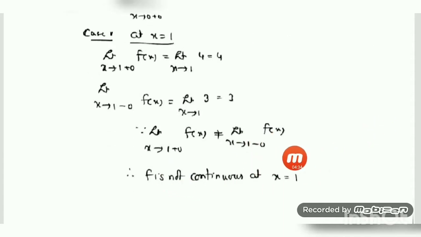So at the point x equal to 1, the limit as x tends to 1 plus 0, for x greater than 1, is defined by 4. So the value is equal to 4. For 1 minus 0, the function value is 3. It is equal to 3. So we have seen that the right hand limit is not equal to the left hand limit. That means what is our conclusion? The limit does not exist, and not existing means f is not continuous at the point x equal to 1.